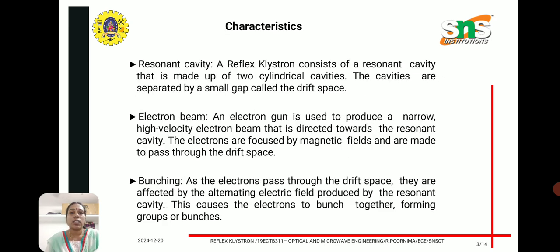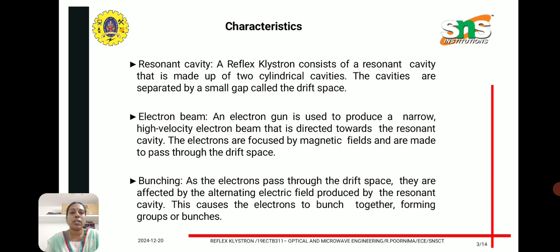These are the characteristics of the klystron. The resonant cavity consists of two cylindrical cavities separated by a small gap called the drift space. The electron gun is used to provide a narrow, high velocity electron beam directed towards the resonant cavity. The electrons are focused by a magnetic field and passed through the drift space.